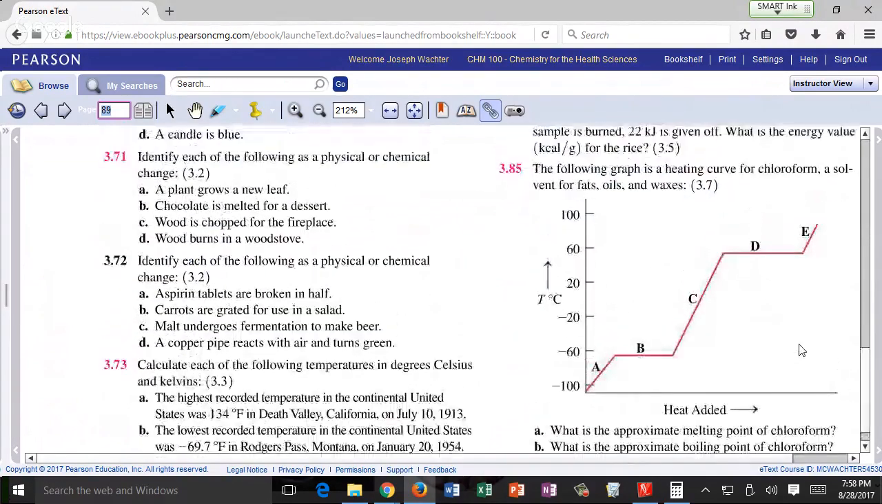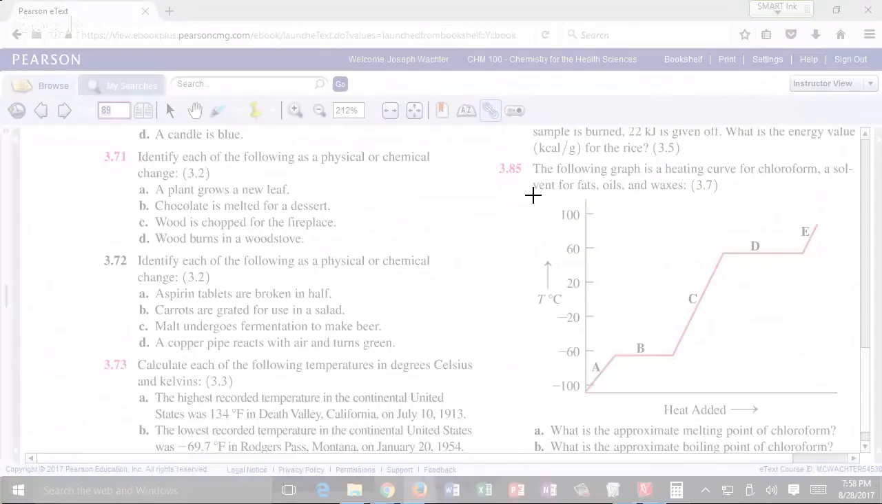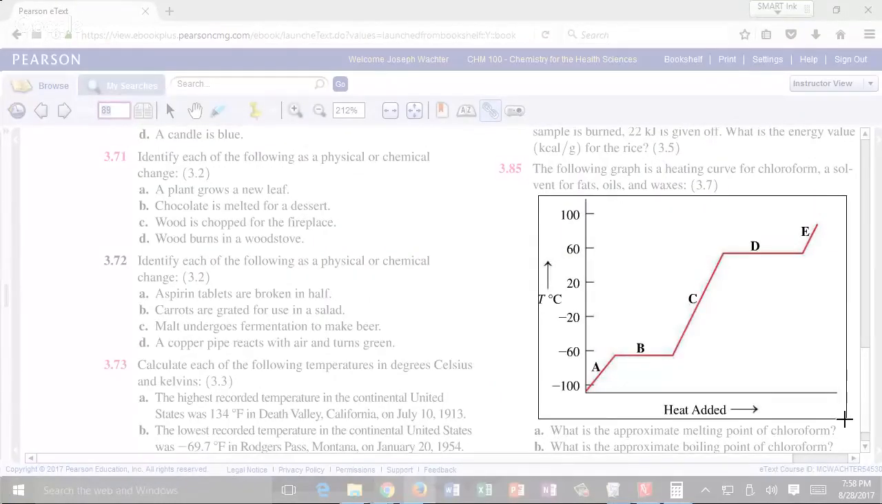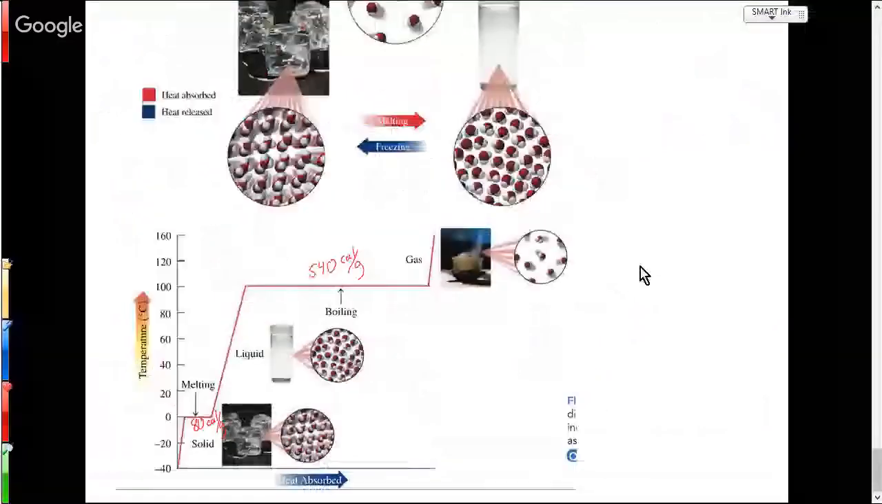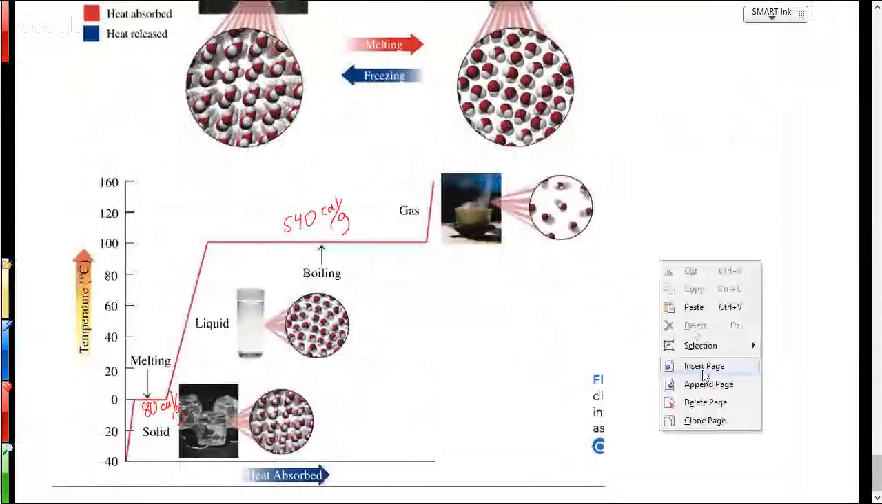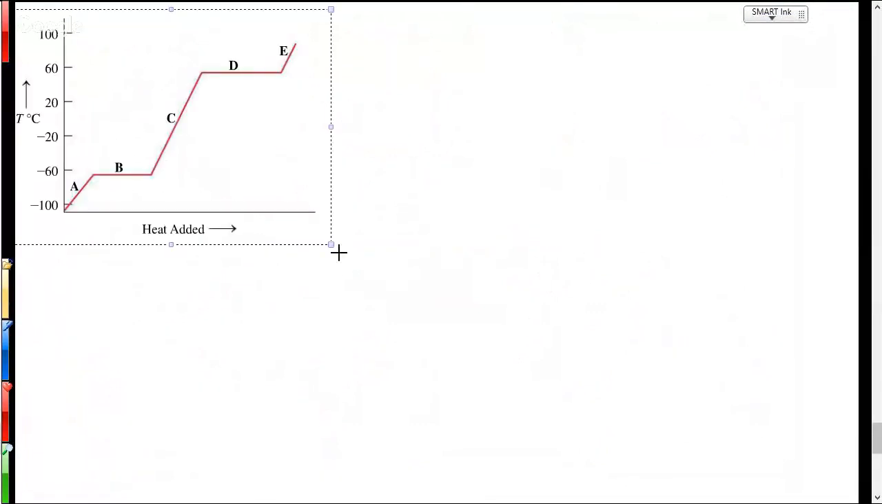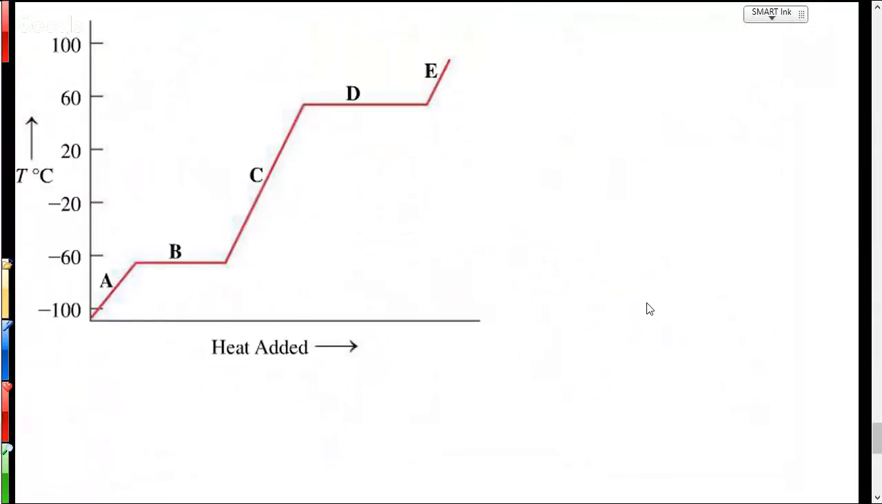Okay, here's an unmarked heating curve. It has some labels on it. This is for chloroform, an organic solvent. So just a blank heating curve for chloroform. What is the approximate melting point of chloroform? Careful. Yeah, negative 60 degrees Celsius.